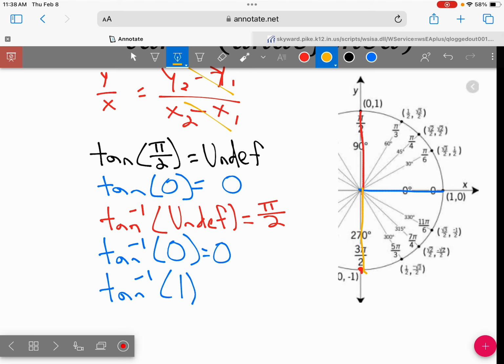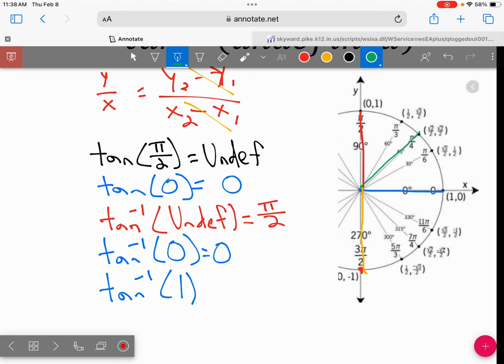Which lines have positive slopes? Those 3 lines or those 3 lines? Quadrant 1 or quadrant 4? Quadrant 1. Pi over 4. Yep. Pi over 4 is going to give us a slope of 1.